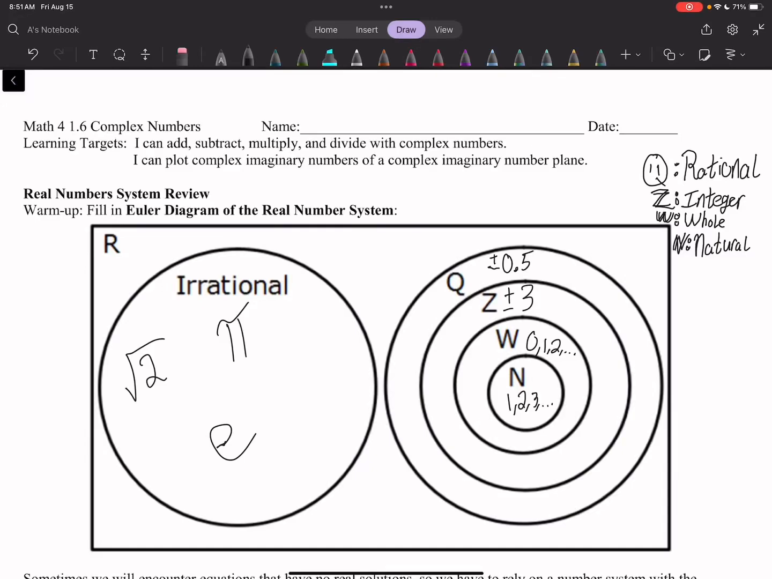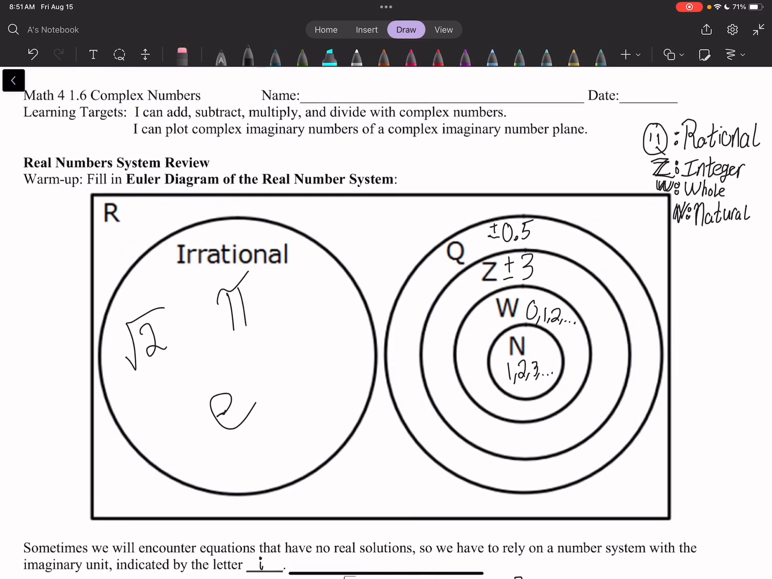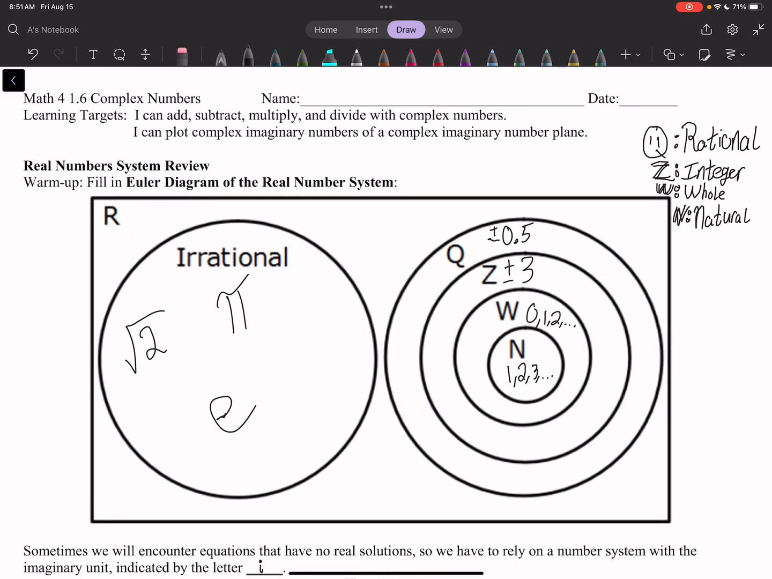Good day. Today we're going to be looking at the complex numbers. Real quick, this is a Euler diagram of the real number system. This includes irrational numbers and everything from negative to positive infinity. However, this is only half of the numbers that we have access to.